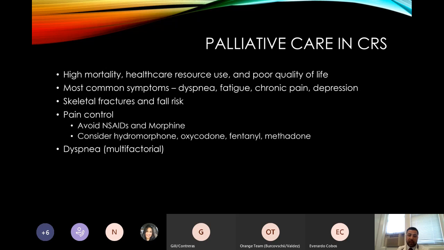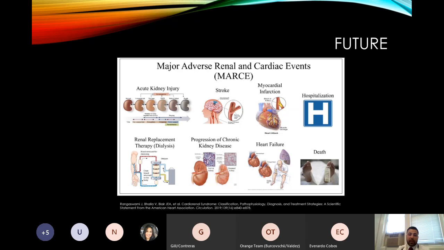Cardiorenal syndrome has high mortality, high healthcare resource use, and poor quality of life. The most common symptoms patients complain about are dyspnea, fatigue, chronic pain, and depression. Skeletal fractures and fall risk are important. Pain control, obviously with the CKD, you want to avoid NSAIDs and morphine, and you want to consider other pain regimens such as hydromorphone, oxycodone, fentanyl, methadone. Dyspnea is multifactorial. So where does the future hold for this cardiorenal syndrome?